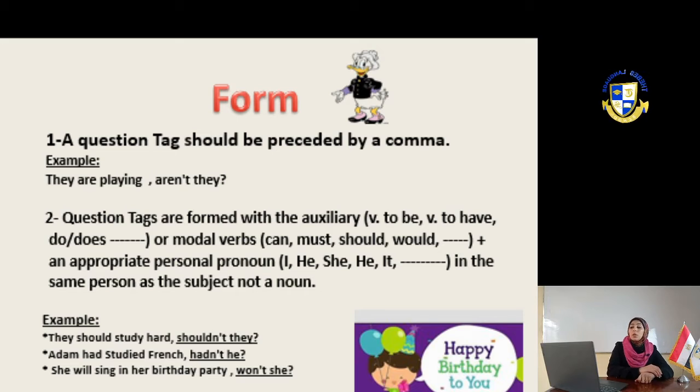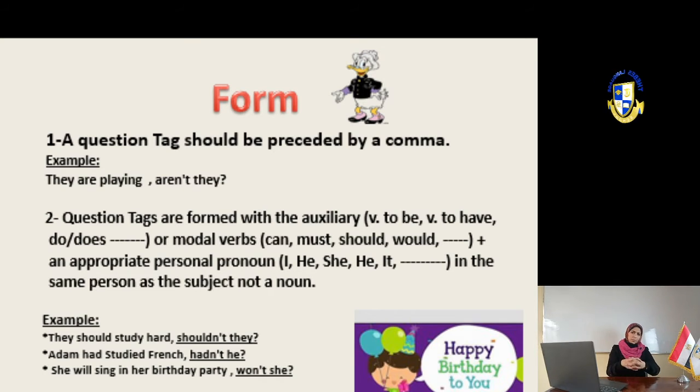Next slide, the form. The question tag should be preceded by a comma. For example, they are playing, comma, aren't they? And I end with a question mark. I don't put a full stop because I didn't finish my sentence yet. Number two, question tags are formed with an auxiliary verb: verb to be, verb to have, do or does, or the modal verbs like can, must, should, would. Okay, or the pronoun, I, he, she, it, in the same person as the subject, not a noun.